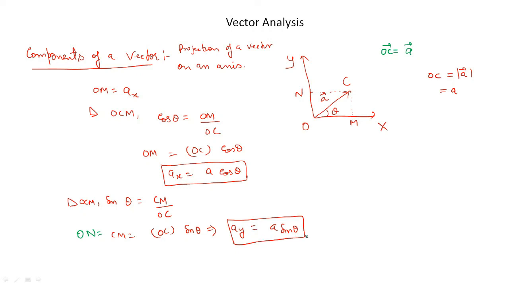So here you can see that we can resolve a vector into its components along the x-axis and y-axis. Along the x-axis it is equal to A cos theta, and along the y-axis it is equal to A sin theta. Or you can say that if the resultant vector is making an angle of theta with the axis, then on that side the component will be cos theta times the magnitude of the resultant vector, and on the other side it will be the magnitude of the vector multiplied by sine theta.